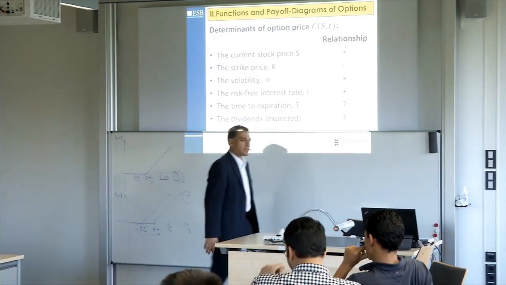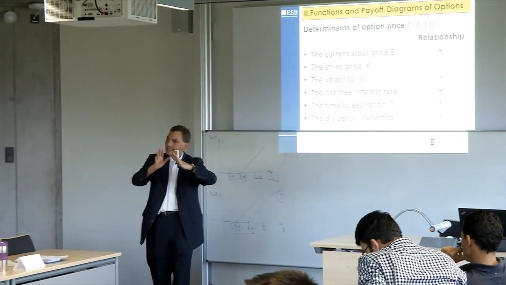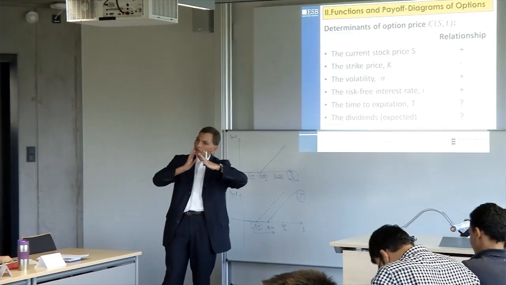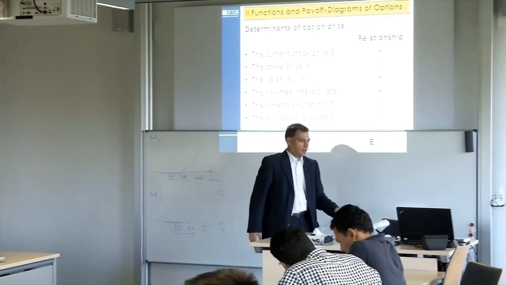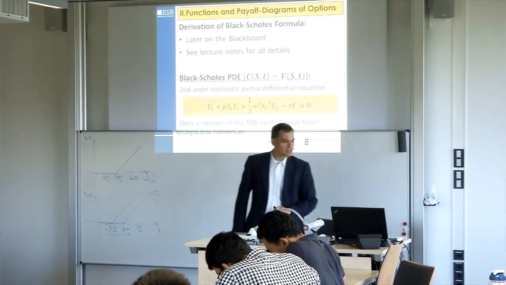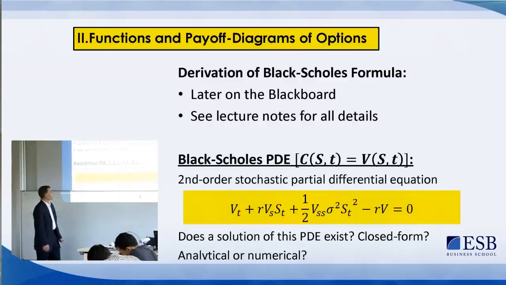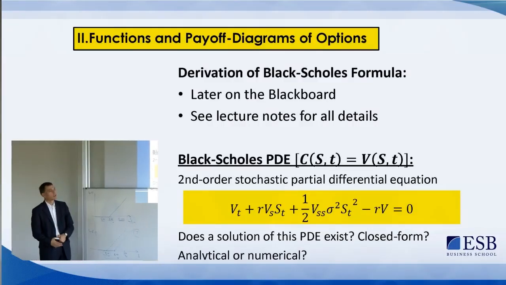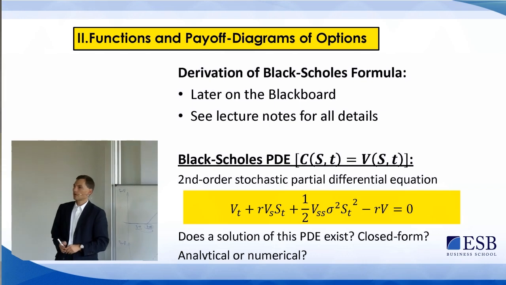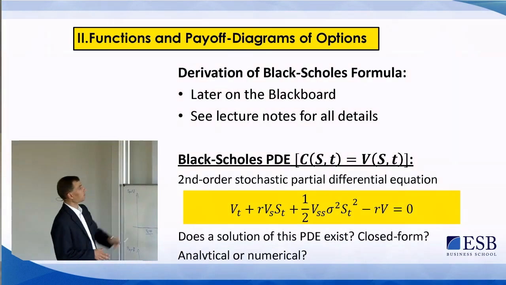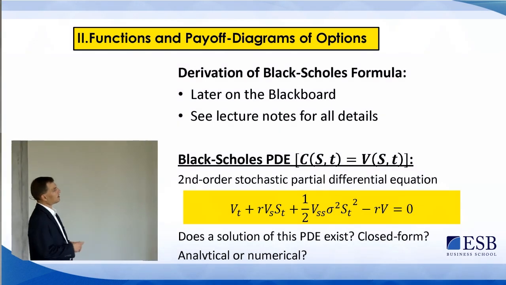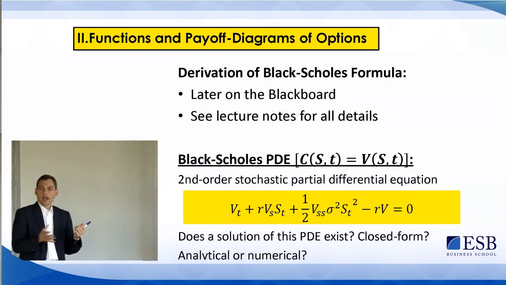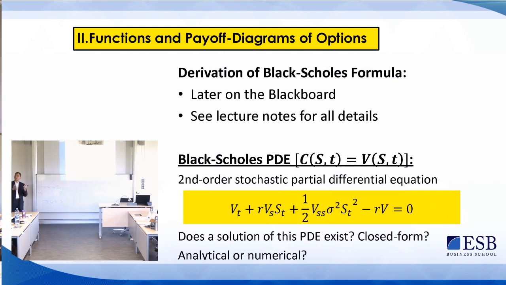Okay. So this gives you just an insight of what we try to do later on when we move on to pricing. Here I just give you an outlook. What we do is we will derive the Black-Scholes formula and we will solve the Black-Scholes formula. The Black-Scholes formula is a second order stochastic partial differential equation, and it looks like this. And we have to solve this to find the price.